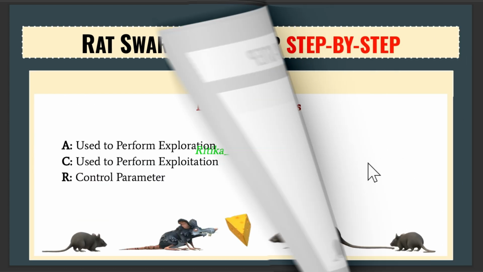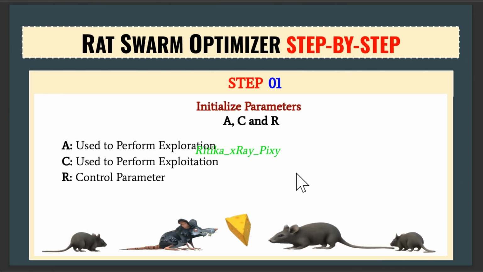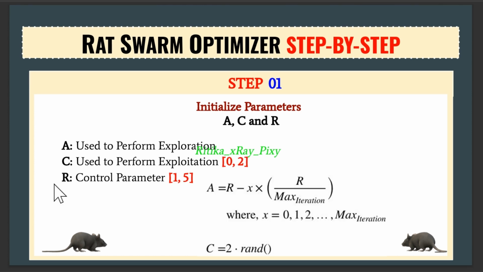So first step, we will initialize all the important parameters. Here you can see we have different parameters used in this algorithm. We have A, C and R. These parameters are used in the mathematical models. Parameters A and C are used to perform exploration and exploitation. We can adjust the value of these parameters to perform the exploration and exploitation phases. Here you can see R is the control parameter, with a value between 1 and 5, and C is the constant parameter, with a value between 0 and 2.